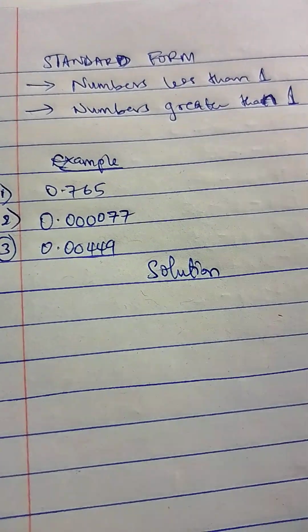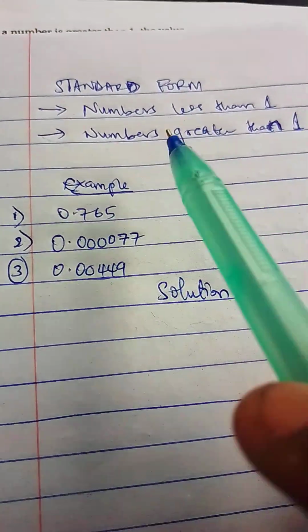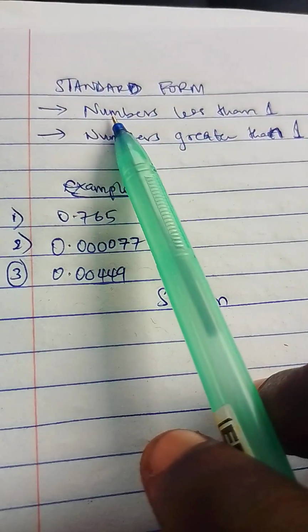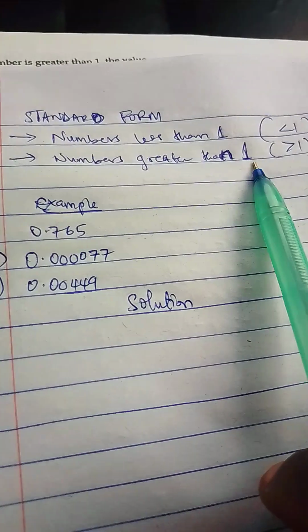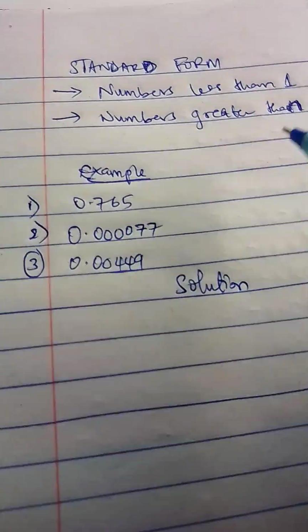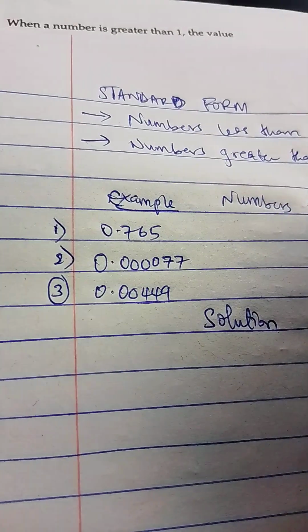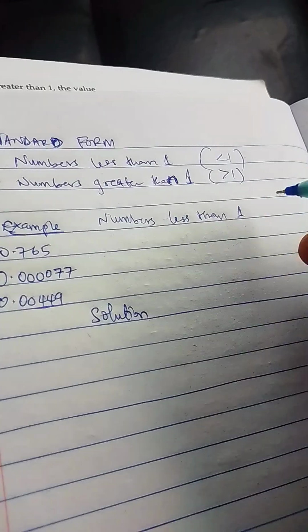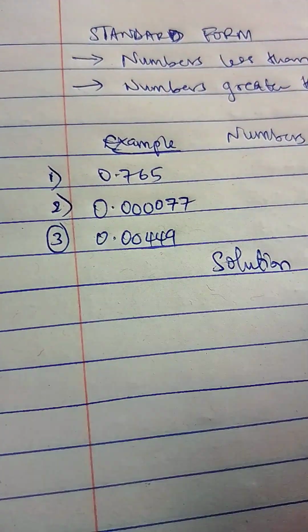Alright, so in this video we want to look at standard form, and there are two possible questions we'll be looking at: numbers less than 1, then numbers greater than 1. Okay, so we want to start with numbers less than 1. When you say less than, they are less than 1. Alright, so let's start.